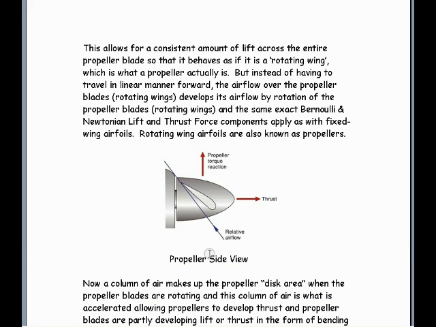This allows for a consistent amount of lift across the entire propeller blade so that it behaves as if it is a rotating wing, which is what the propeller actually is. But instead of having to travel in a linear manner forward, the airflow over the propeller blade's rotating wings develops its airflow by rotation of the propeller blades, with the same exact Bernoulli and Newtonian lift and thrust force components that apply to fixed wing airfoils. Rotating wing airfoils are also known as propellers.